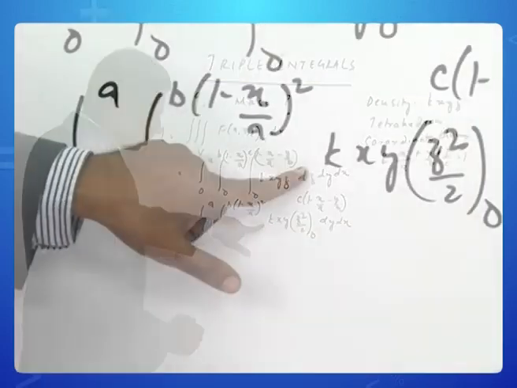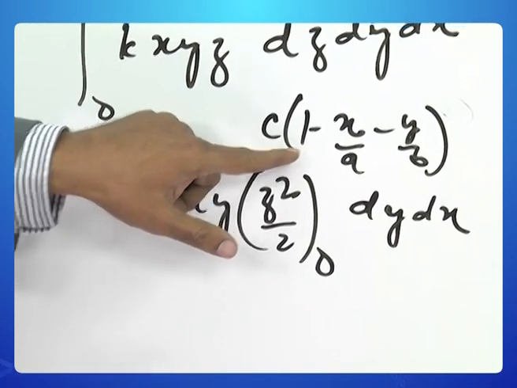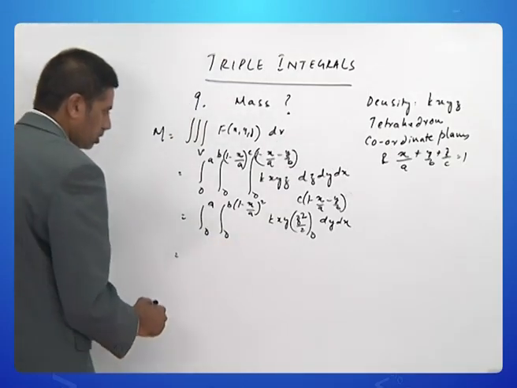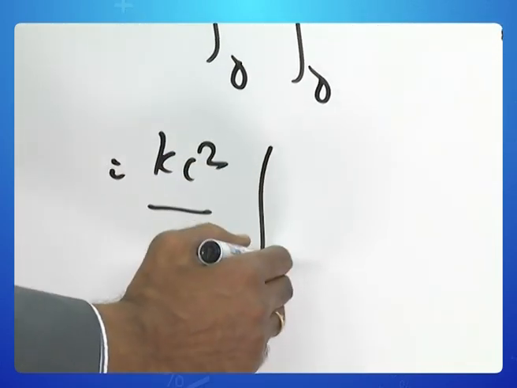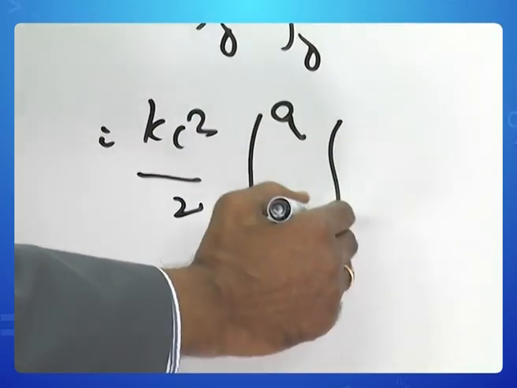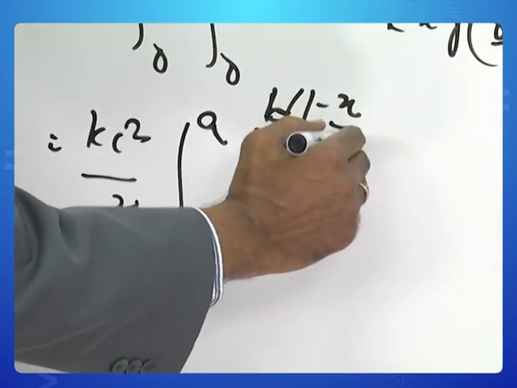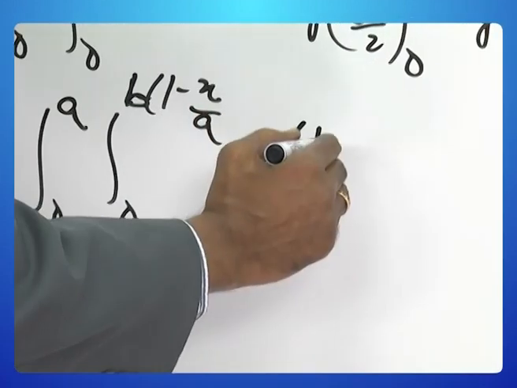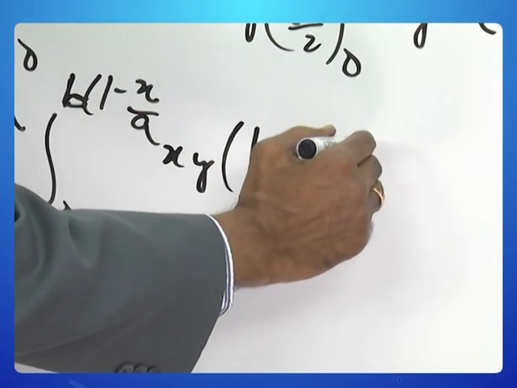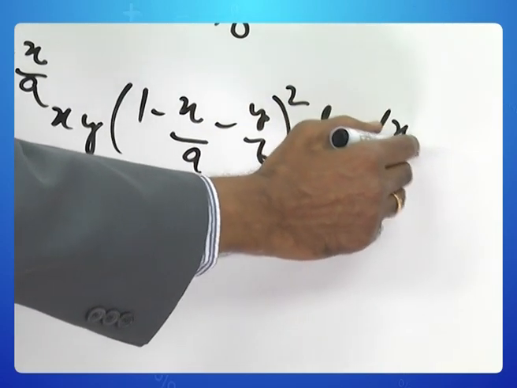So k can come out, 2 can come out, and when you substitute z is equal to that, you will get a c squared. So therefore k c square by 2, 0 to a, 0 to b into 1 minus x by a, x y into 1 minus x by a minus y by b whole squared dy dx.